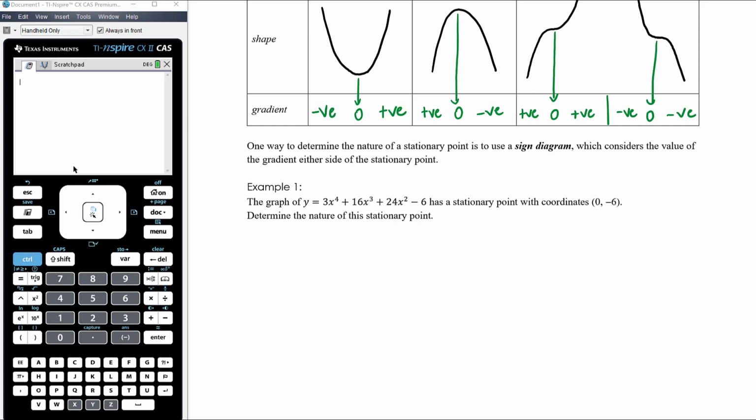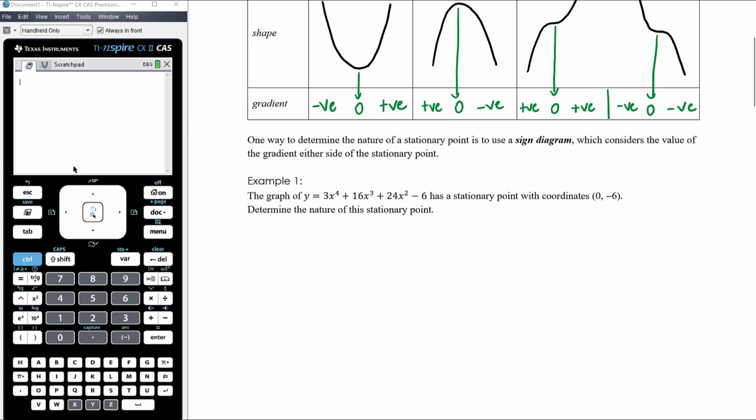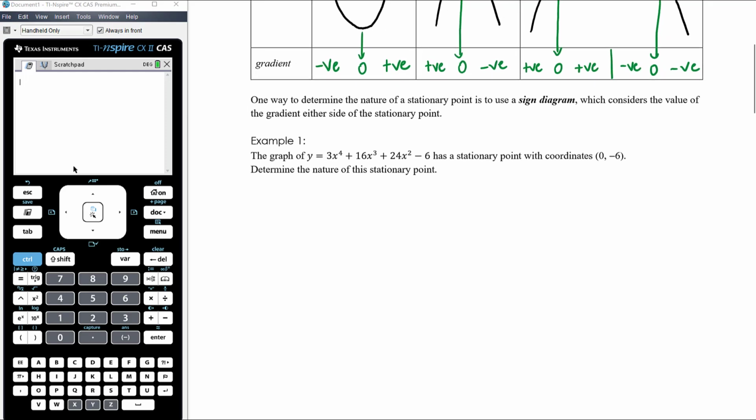So okay, this is a positive quartic, but without having found all the stationary points, I don't know whether it's got 3 turning points. I don't know whether it might have a point of inflection in one turning point, whether that might happen in another order, or whether it might actually be one of these, okay? So we want to determine the nature of this stationary point. So we don't need to find it, we're given that, but tell us what kind of stationary point it is.